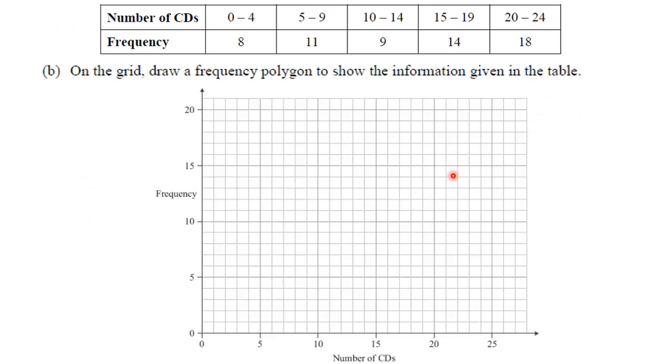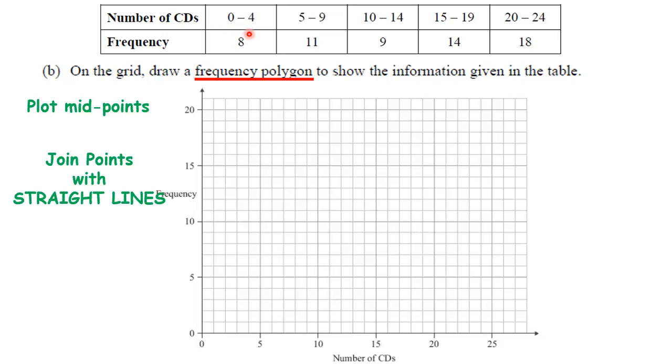Let's look at part B. In part B, it says, on the grid, draw a frequency polygon to show the information given in the table. Once you see the words frequency polygon, you should know exactly what you need to do. You need to plot the midpoints against the frequencies and join them up with straight lines, right? So plot the midpoints with the frequencies and then join them up with straight lines.